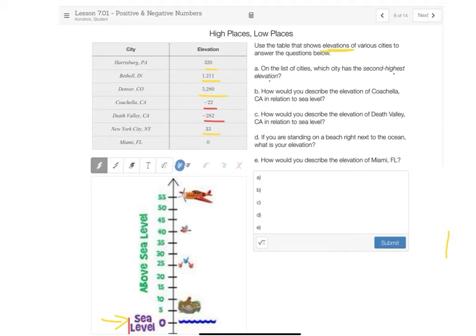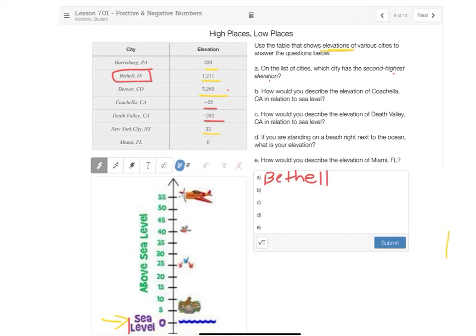So we need to find something that is the biggest number away from 0 in the positive direction. As we look, we can see that Denver happens to have the biggest value, so that is the highest elevation. But the number that's smaller than 5,280 but is still bigger than everything else happens to be Bethel, Indiana.